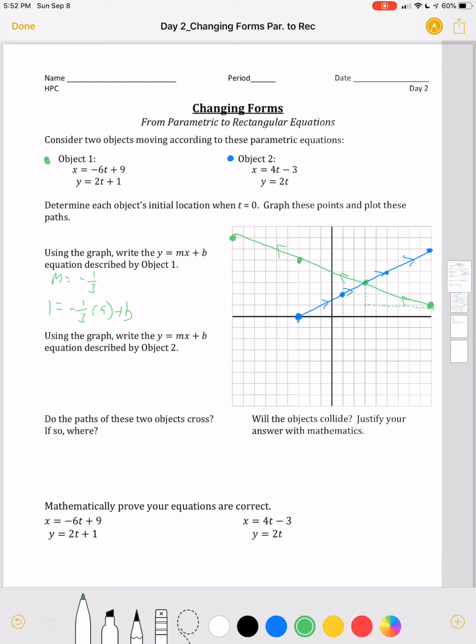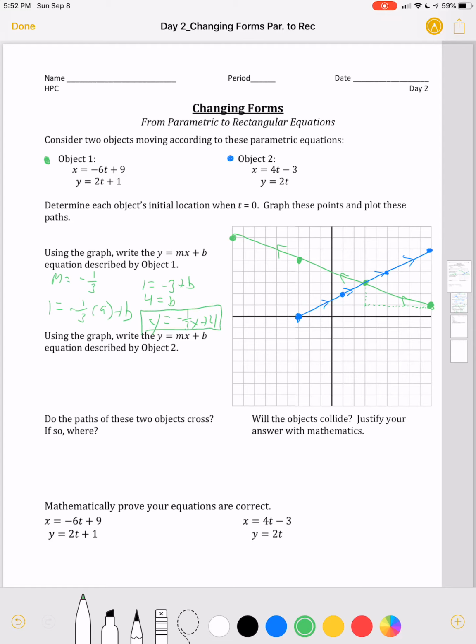Here's m. X was 9, plus b. So that's going to be 1 equals negative 1/3 times 9, which is negative 3. So 1 equals negative 3 plus b. So b then does equal 4 when you add 3 to both sides. So we are going to get y equals negative 1/3 x plus 4.